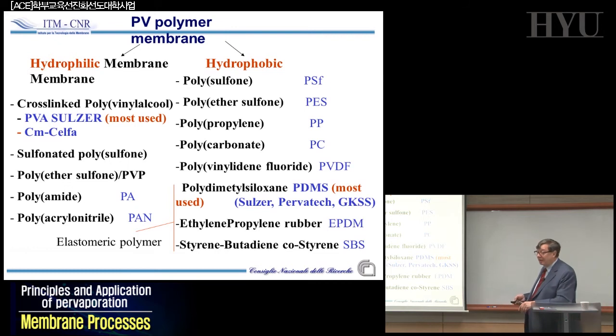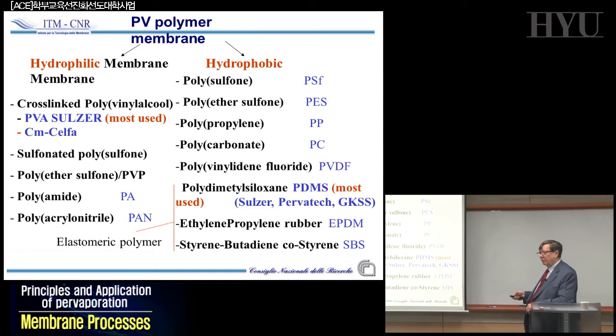So the swelling will not destroy. PVA is typically a good example at industrial level, but cross-linking is a very important aspect of this story. Sulfonated polysulfone, because you want to increase hydrophilic character, and sulfonation, as you learn when you're working on fuel cells, etc., is the way to increase the hydrophilic character.